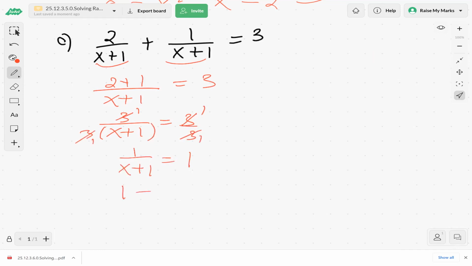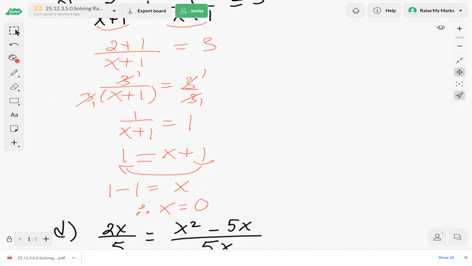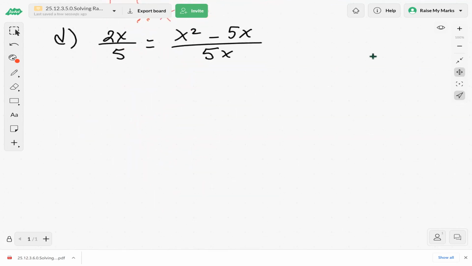We're going to cross multiply to get 1 equals x plus 1. We're going to solve for x. We're going to bring the 1 on the right-hand side to the left-hand side. 1 minus 1 equals x. So therefore, x equals 0. Not too bad. Okay, we're almost there. So D. 2x over 5 equals x squared minus 5x over 5x.